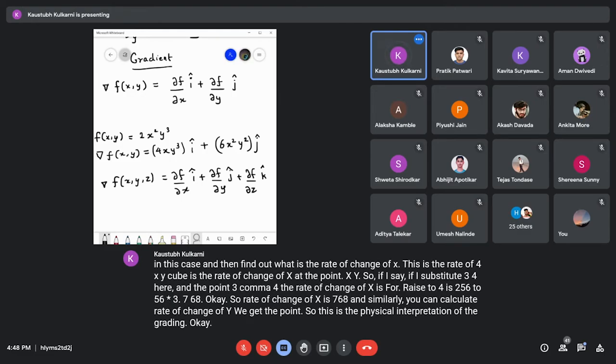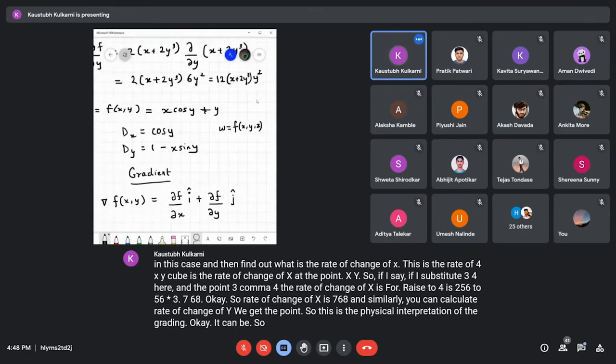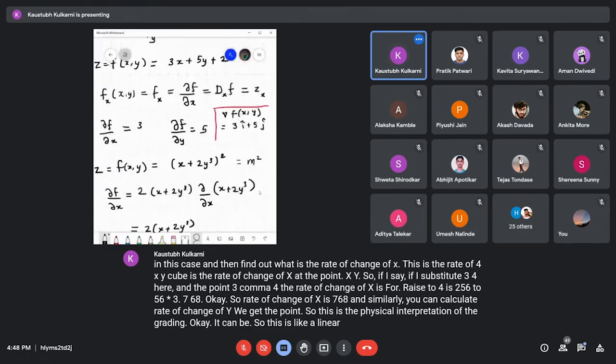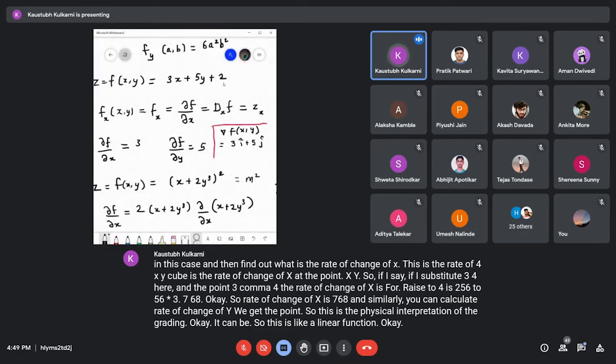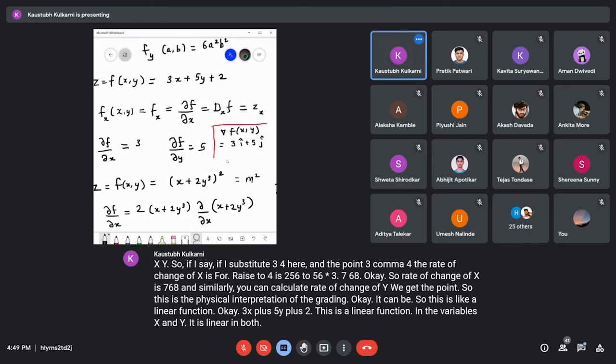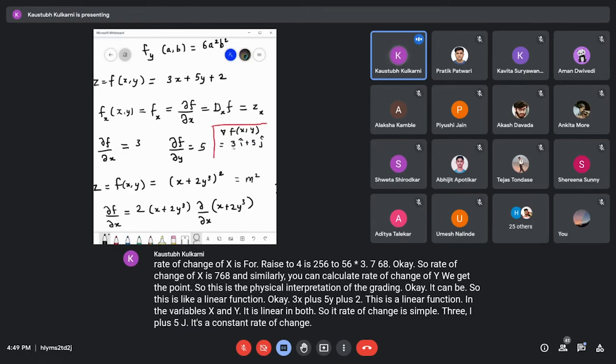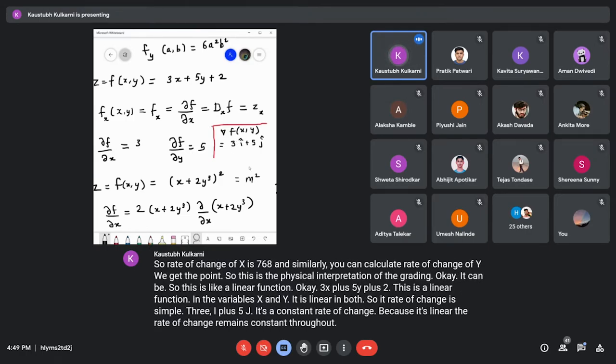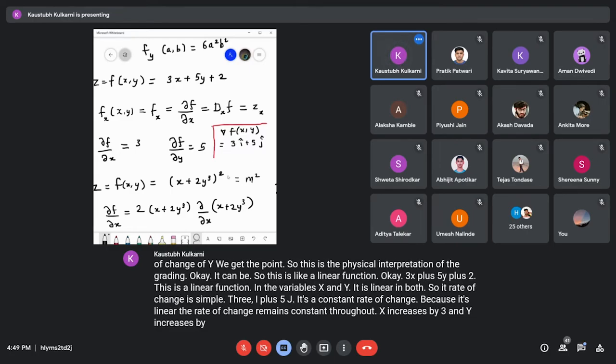Or it can be, so this is like a linear function. Okay, 3x plus 5y plus 2, this is a linear function in the variables x and y. It is linear in both. So rate of change is simple, 3i plus 5j. It's a constant rate of change. Because it's linear, the rate of change remains constant throughout. X increases by 3 and y increases by 5 at every step, basically.